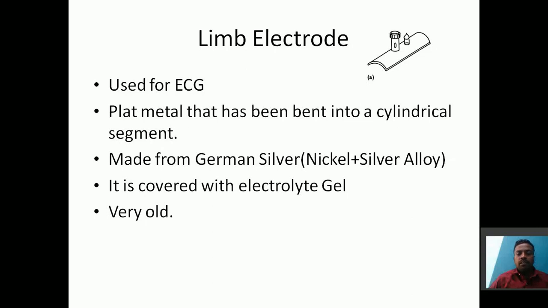In the last class we studied about the electrolyte gel. So mainly the electrolyte gel has ions. Okay, if you are using electrolyte, it easily transfers the ionic current into electric current by the electrode. Okay, so this electrolyte gel is very important.